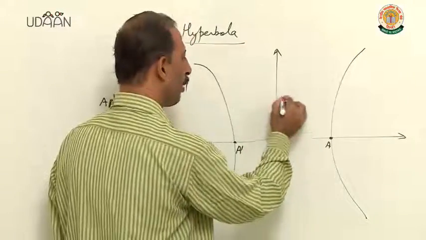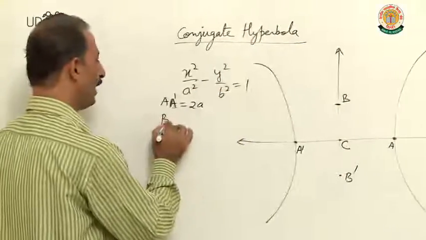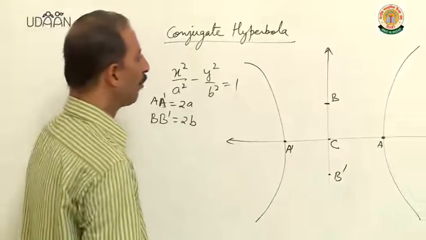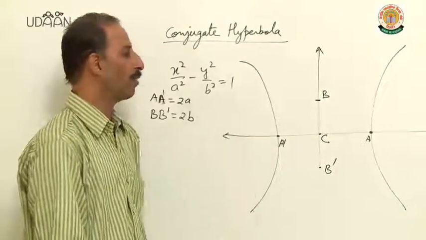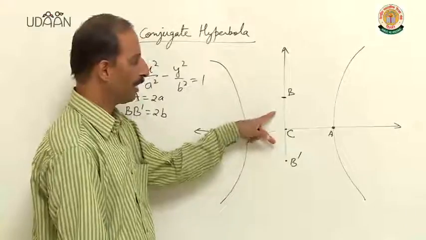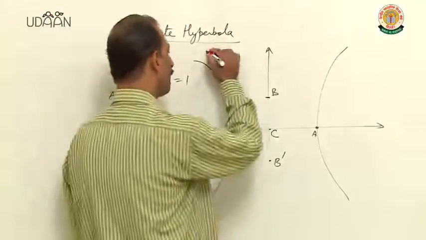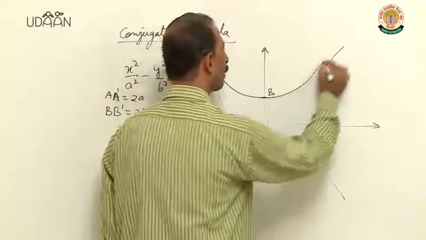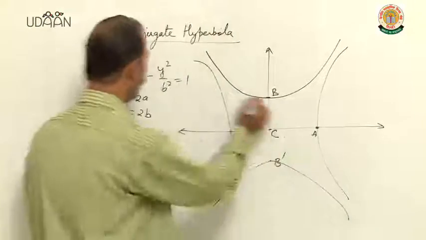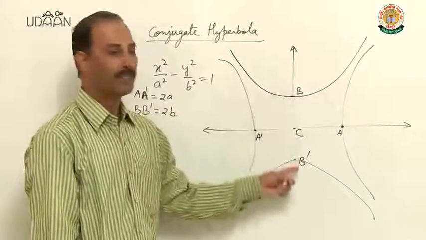From here, if you take the point B, another point is B dash. Then you know the length of BB dash is also 2b. Now, the conjugate hyperbola is another hyperbola whose transverse axis and conjugate axis are interchanged with those of this hyperbola. So if you take another hyperbola like this one, BB dash was the conjugate axis of the previous hyperbola.